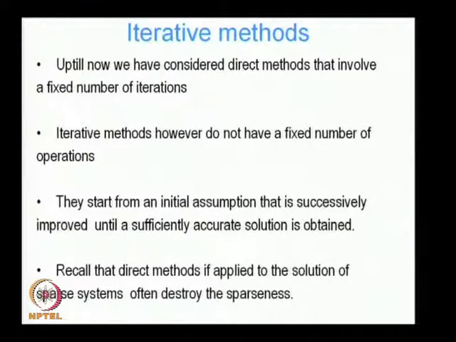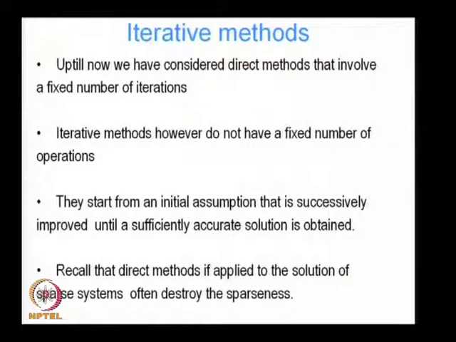Iterative methods, however, do not have a fixed number of operations. They start from an initial assumption that is successively improved until a sufficiently accurate solution is obtained. So, we start with a guess to the solution, and then we keep on iterating, and we can show that if our iterative scheme is well posed, then eventually we get a solution which is very close to the true solution.